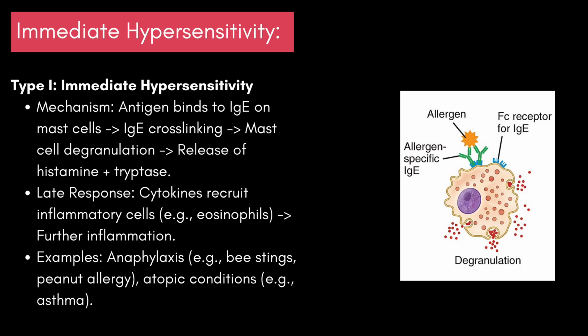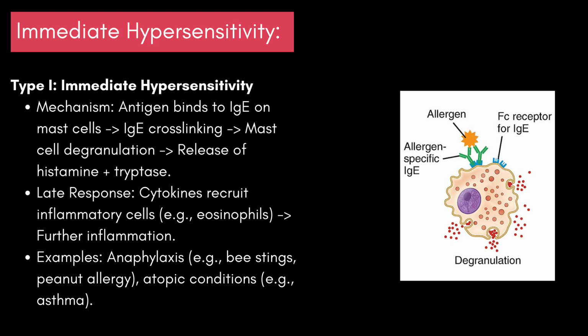Today, I'd like to open up the presentation by covering Type 1 hypersensitivity, also known as immediate hypersensitivity. Mechanism: antigen binds to IgE on mast cells. IgE cross-linking, mast cell degranulation, release of histamine plus tryptase. Late response: cytokines recruit inflammatory cells, for example, eosinophils.